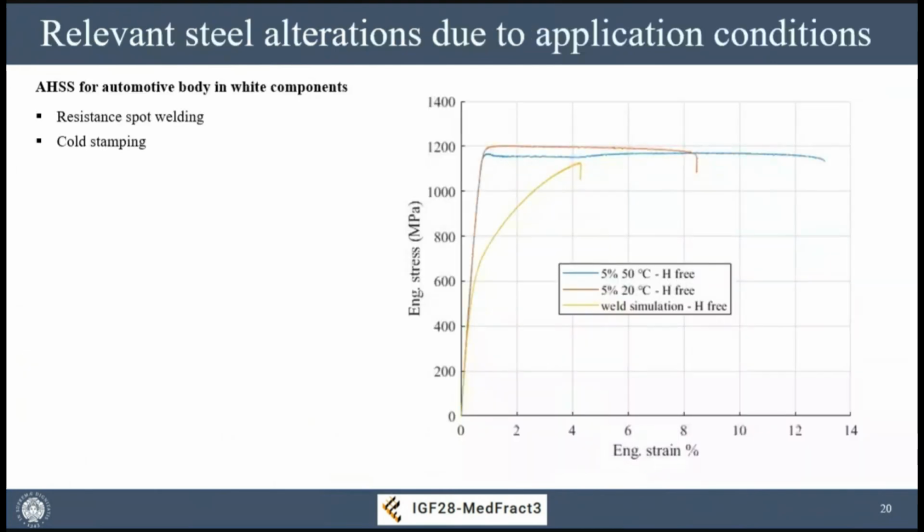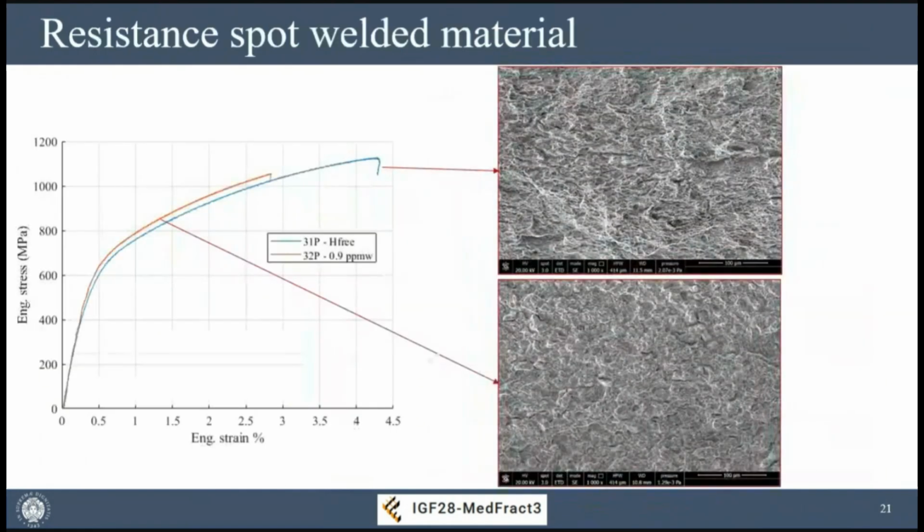Just to conclude, we also investigated the effect of typical material alterations that can be present on the material, so resistance spot welding and cold stamping. Here we are just carrying out some preliminary tests, and so just some brief results. When the material is subjected to resistance spot welding, the material behavior changes a lot compared to the as received material, and the sensitivity becomes increased compared to the standard material.